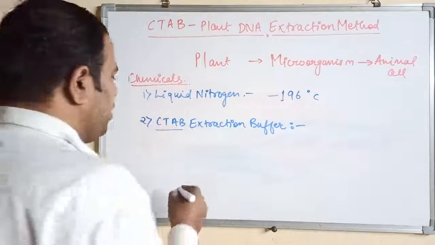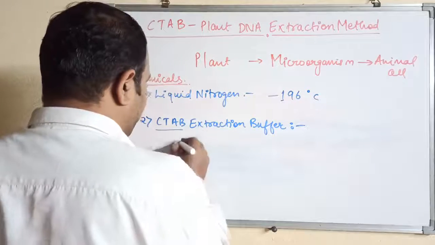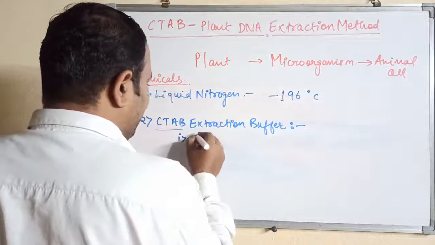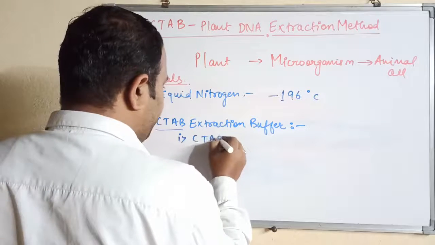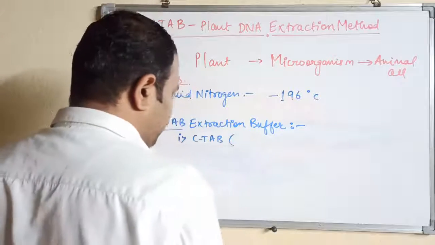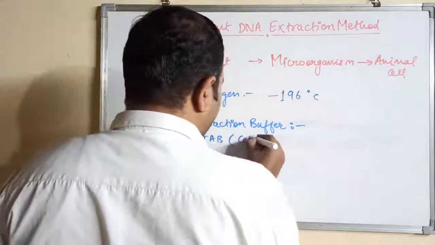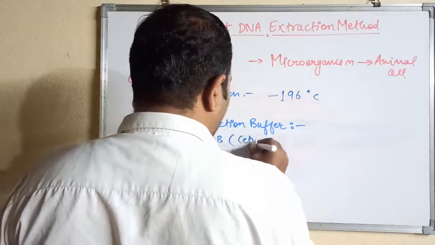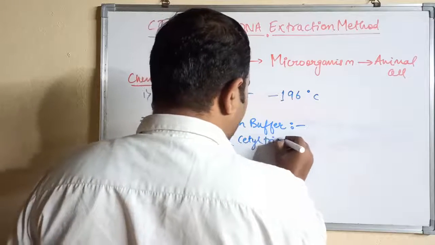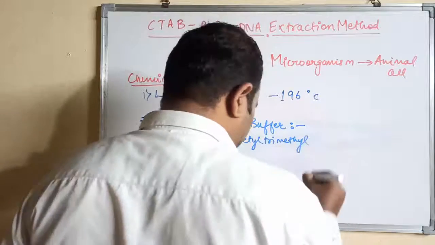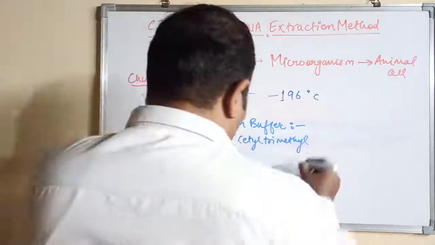Let's see how much of it we have to take. The first thing that you have to take is CTAB, and the full form of CTAB is cetyl trimethyl ammonium bromide.